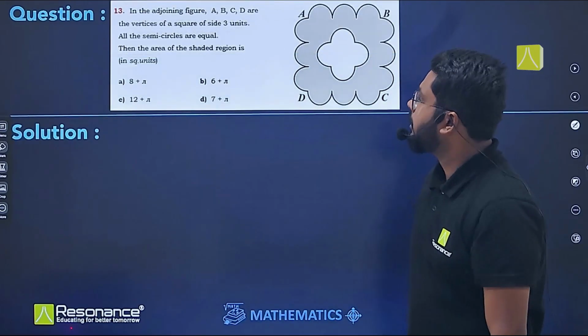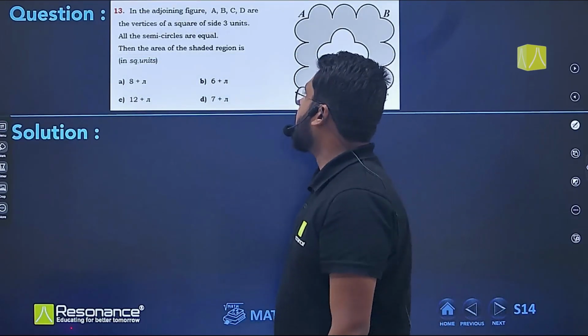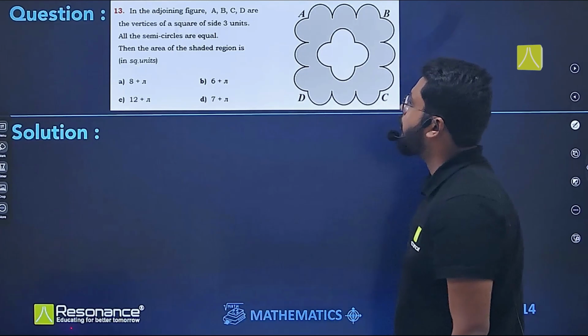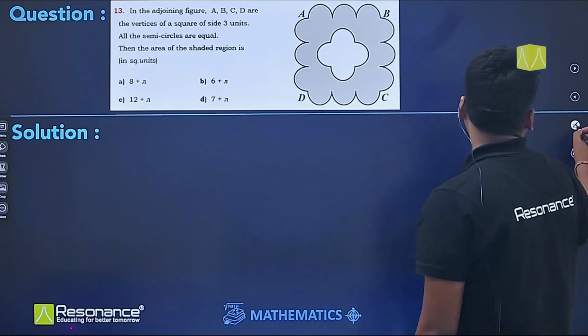Now question number 13. In the adjoining figure, A, B, C, D are the vertices of a square of side 3 unit. First we'll draw a square here.